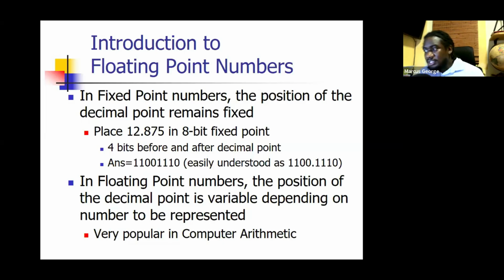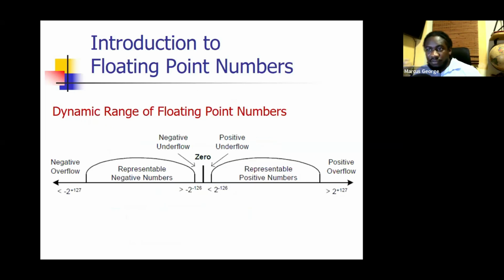Now, floating point numbers, on the other hand, the position of the decimal point is variable and it depends on the number to be represented. Floating point format is very popular in digital systems, especially in the area of computer arithmetic, and we're going to see that just now. A very big difference between floating point numbers and fixed point numbers is that the dynamic range of numbers that can be represented with floating point format is significant compared to fixed point numbers, which is very limited.